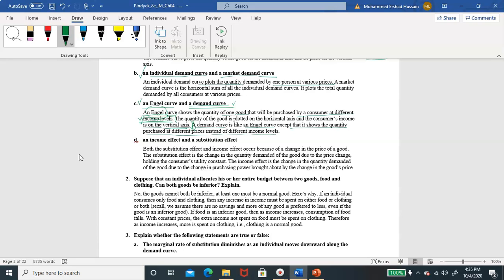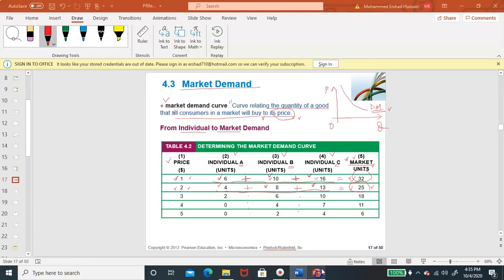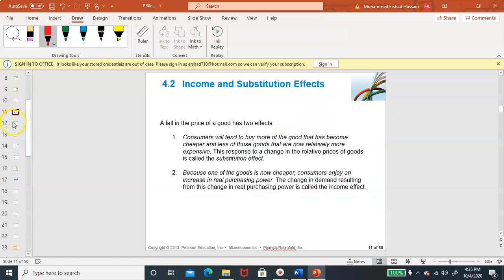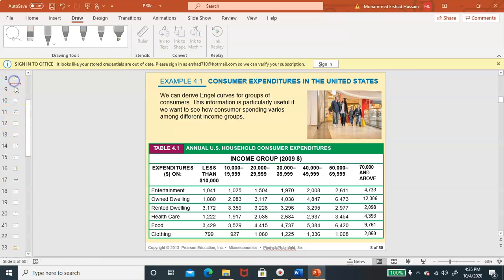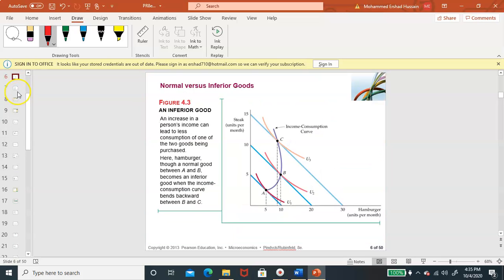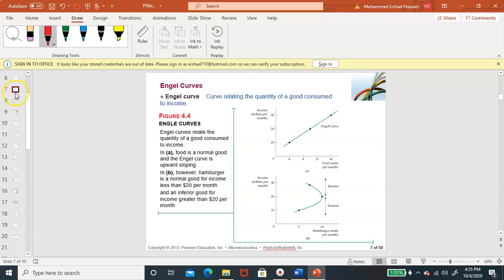So what they are saying here is, if we go back to the slides and look for the Engel curve, let us take a look if we can here. Look at that. This is the Engel curve. The Engel curve is the curve relating the quantity of good consumed to income. We are measuring quantity of good consumed at the equilibrium, and this is the income level. When income is 10, they are consuming 4. So this is the point.